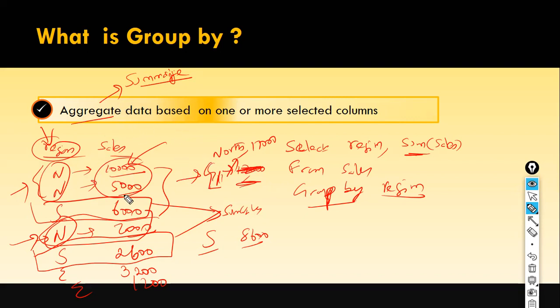So at the end of the day, they don't want to see the transaction data. With the given transaction data, they want to get summarized information like this. In that kind of situation, the group by function is very helpful. Now the question is, is it possible to do the group by only on a single column? Yes, we can do it with more than one column.